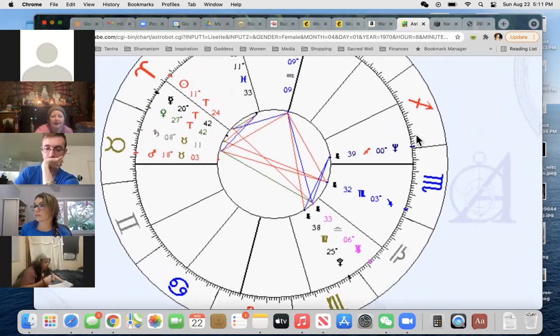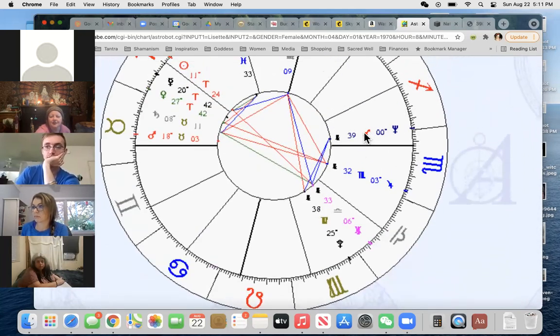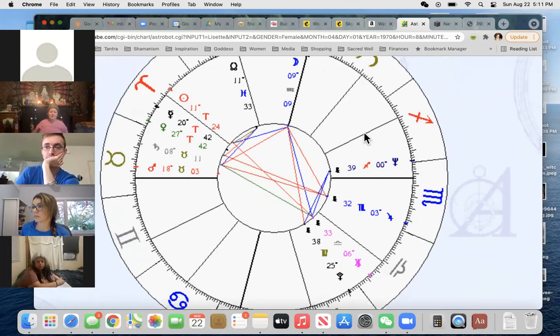Okay. So now in your 7th house. The 7th house is the house of general relationships. It's the house of partnerships. It can be marriage, but it can also be just how we interact with others. And you have a pretty strong, looks like a Neptune in Sagittarius here.